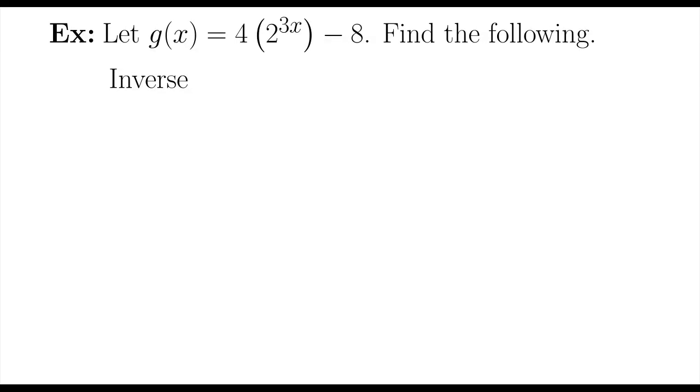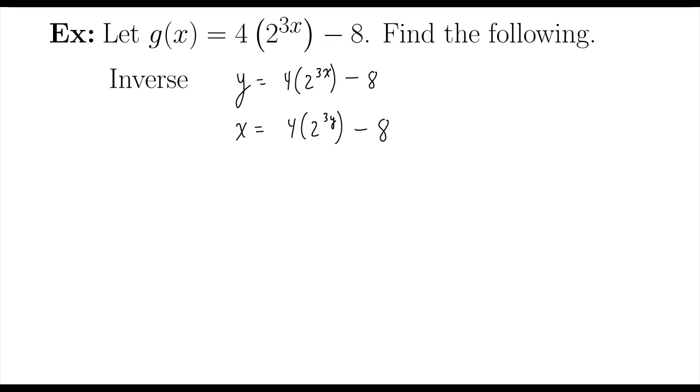Let's find the inverse of the exponential function, g of x. Okay, let's start off by writing y equals 4 times 2 to the 3x power minus 8. Then we invert our x and our y, so that way we can solve for y.